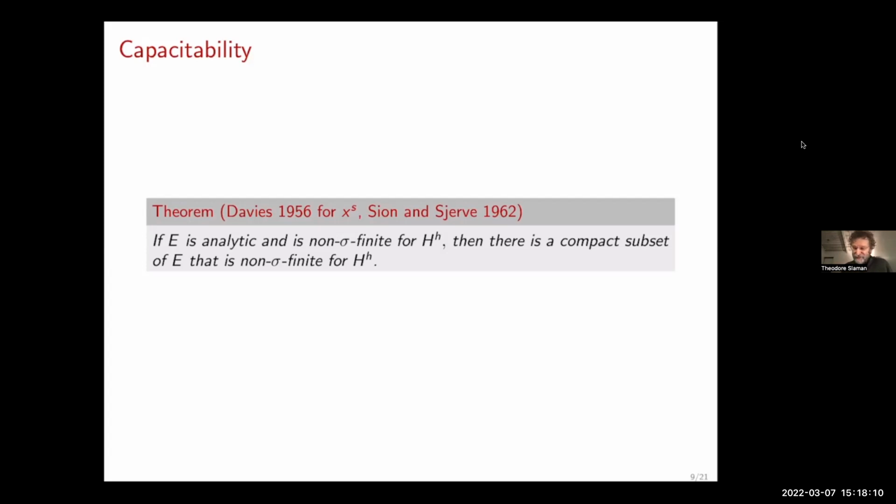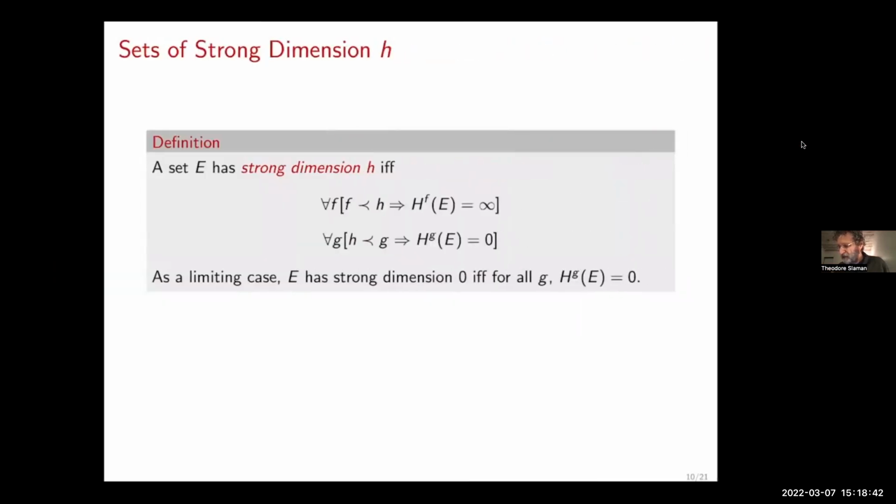So for me, anytime I see a theorem that applies to analytic sets, my first reaction is to ask, is the hypothesis of analytic necessary, and is it sharp? So this is a theorem from the 50s, before the explosion of results in set theory took over, and we'll see something in a minute.